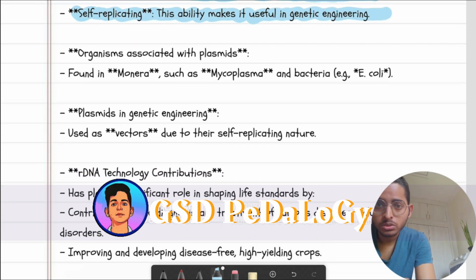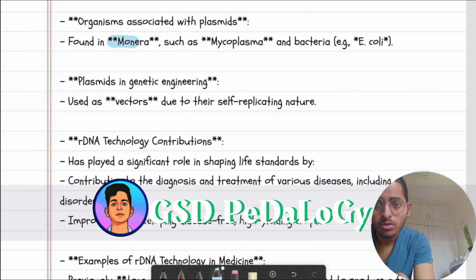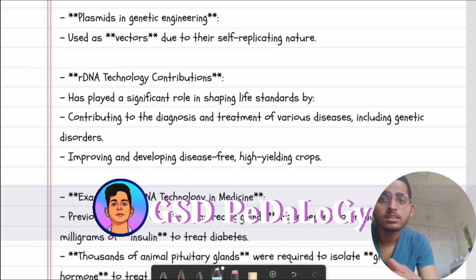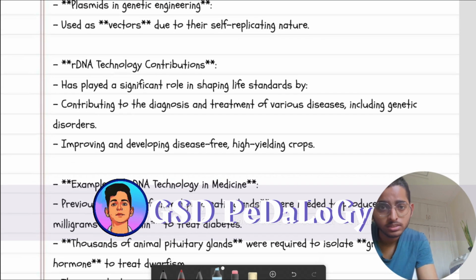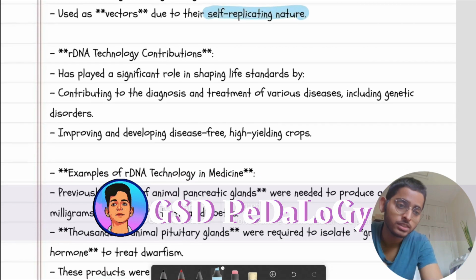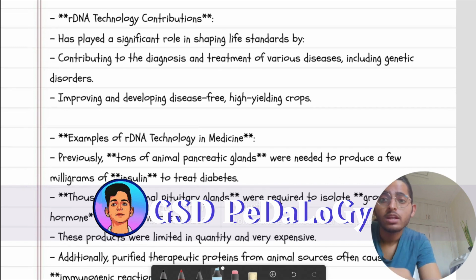Now, the organisms associated with plasmids: it is found in the Monera kingdom, in the Mycoplasma, the PPLO, pleuropneumonia-like organisms, and also in the bacteria, which are the most common. Plasmid in genetic engineering: what is the role of this plasmid? It is a vector, and there are some distinct characteristics of a vector which we will discuss later, in the second chapter. For now, let's say it's just a vector with the nature of self-replication. That's why it is used in rDNA technology.